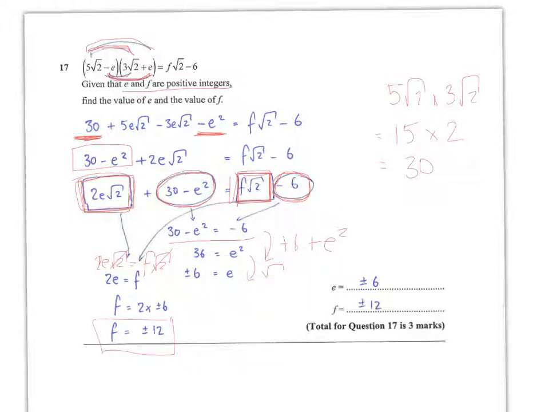Now if we consider the initial question, we're told that e and f are positive integers. So therefore the only results can be that e must be 6 and f 12. They are positive integers, not negative. So e equals 6, f equals 12.